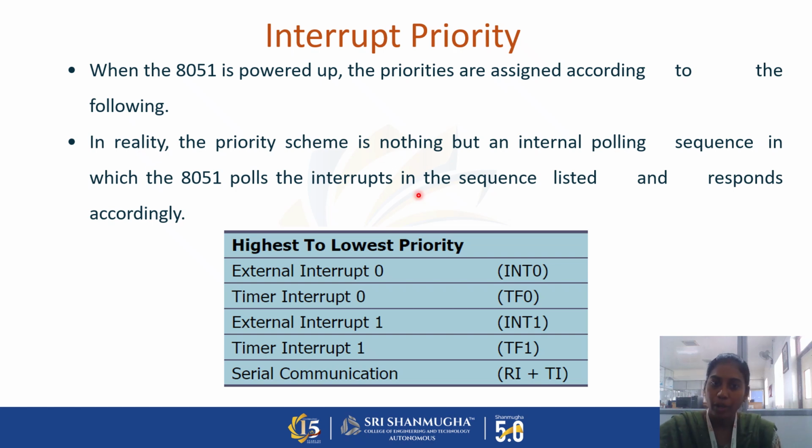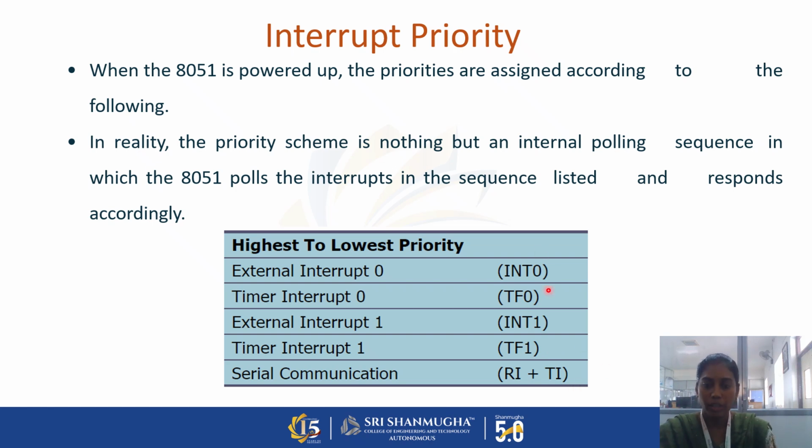Next one is interrupt priority. If we have many interrupts, we have to assign some priority, and based on the priority the interrupt signals are serviced. That is called interrupt priority. For example, here the table is given from highest to lowest priority. External interrupt 0 has the highest priority. The second highest is timer 0. The third is external interrupt 1. The fourth is timer interrupt 1. The fifth is serial communication.